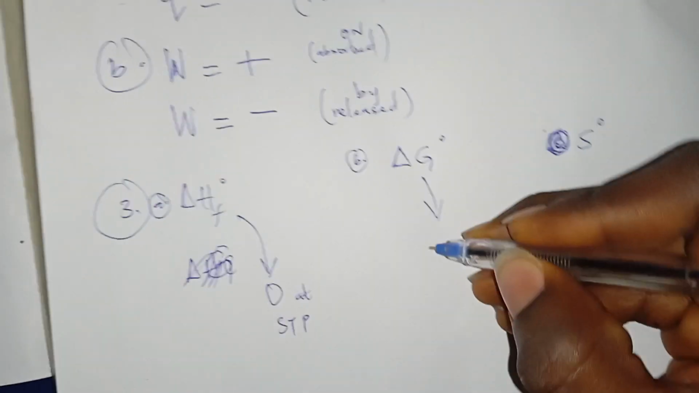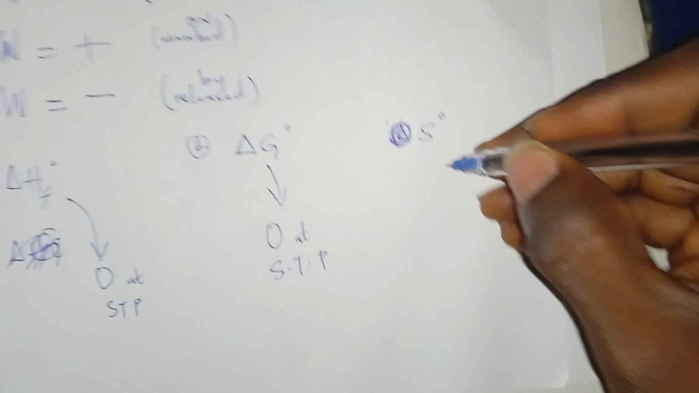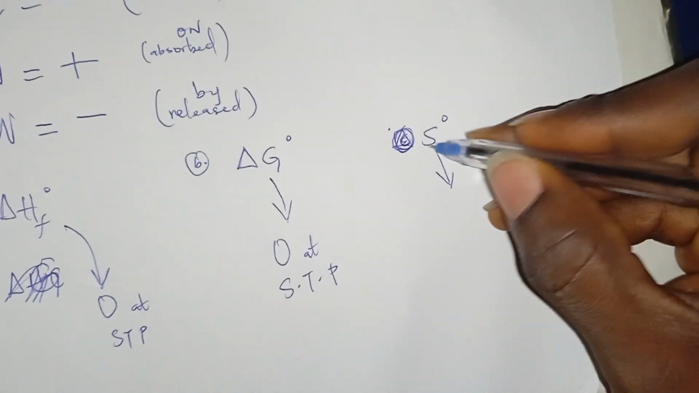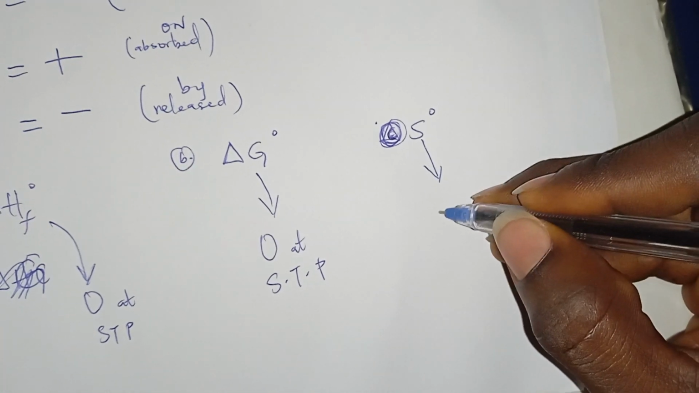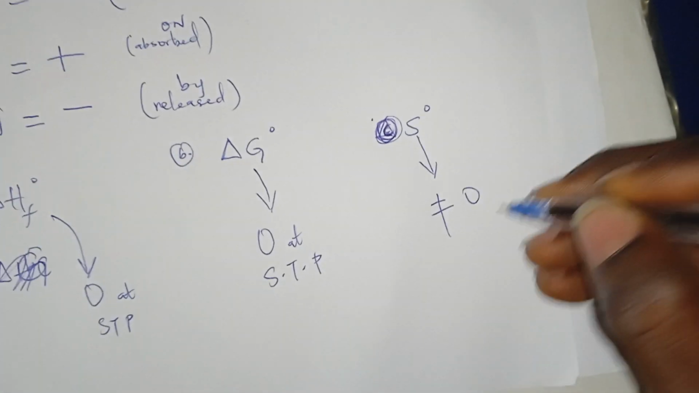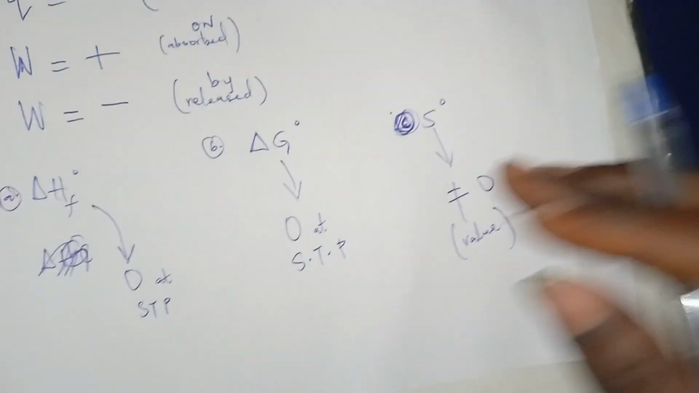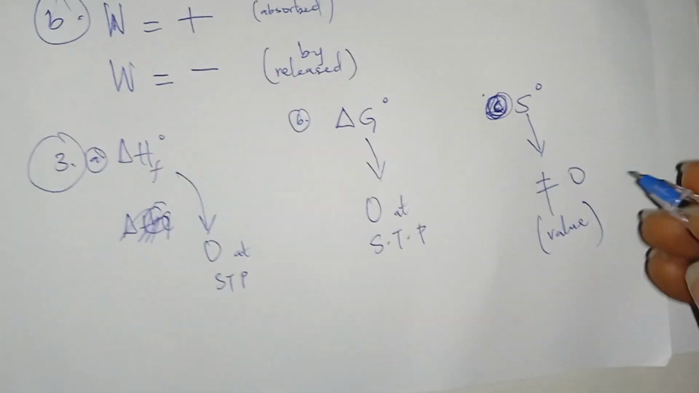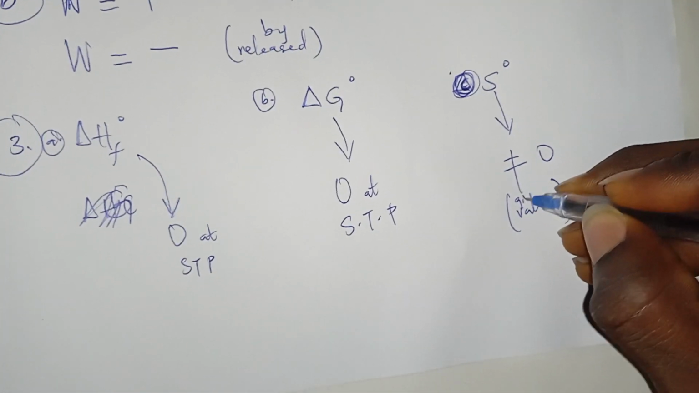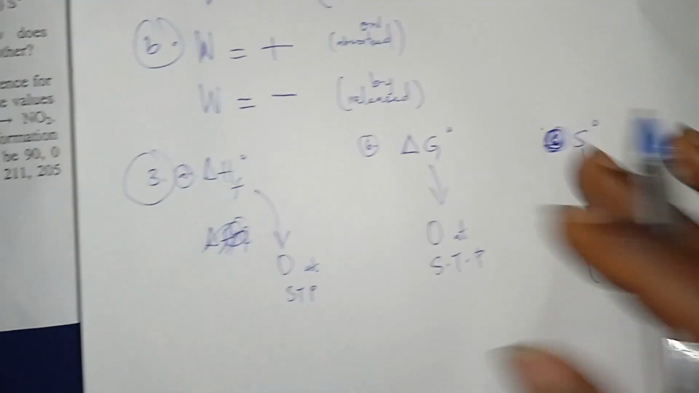The same thing with Gibbs free energy, which is 0 at STP. But entropy, S, anything entropy, cannot be 0. It must have a value, and the value is always given in the question, or you look it up from the table. So this is the answer. Then let's move to number 4.